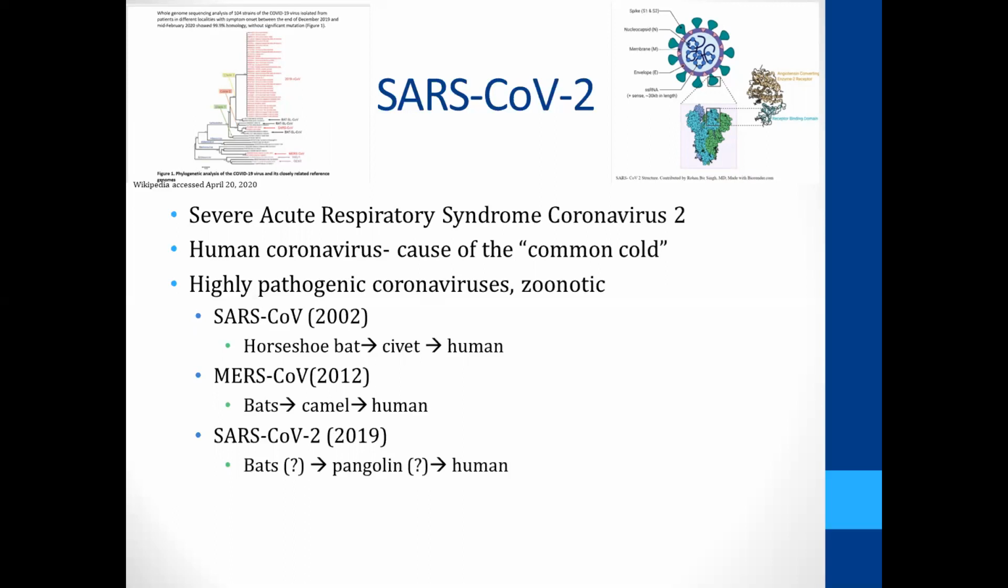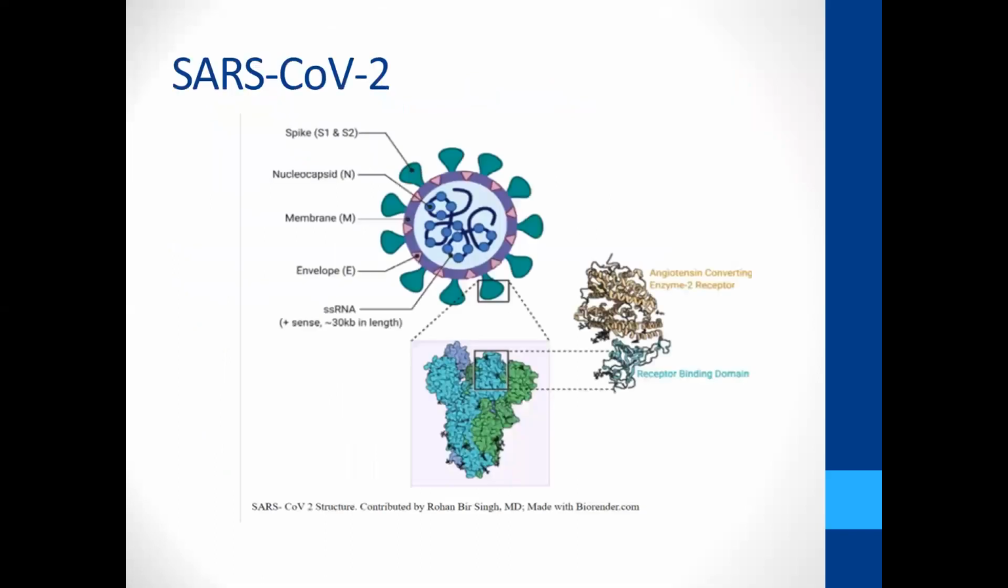Zoonotic means that the natural host of this virus is an animal, most likely a bat. We think that it first infected a human through an intermediate host vector. The most recent data implicate the pangolin, which is a type of anteater, but researchers are still trying to find the definitive source. This is a drawing of the virus.